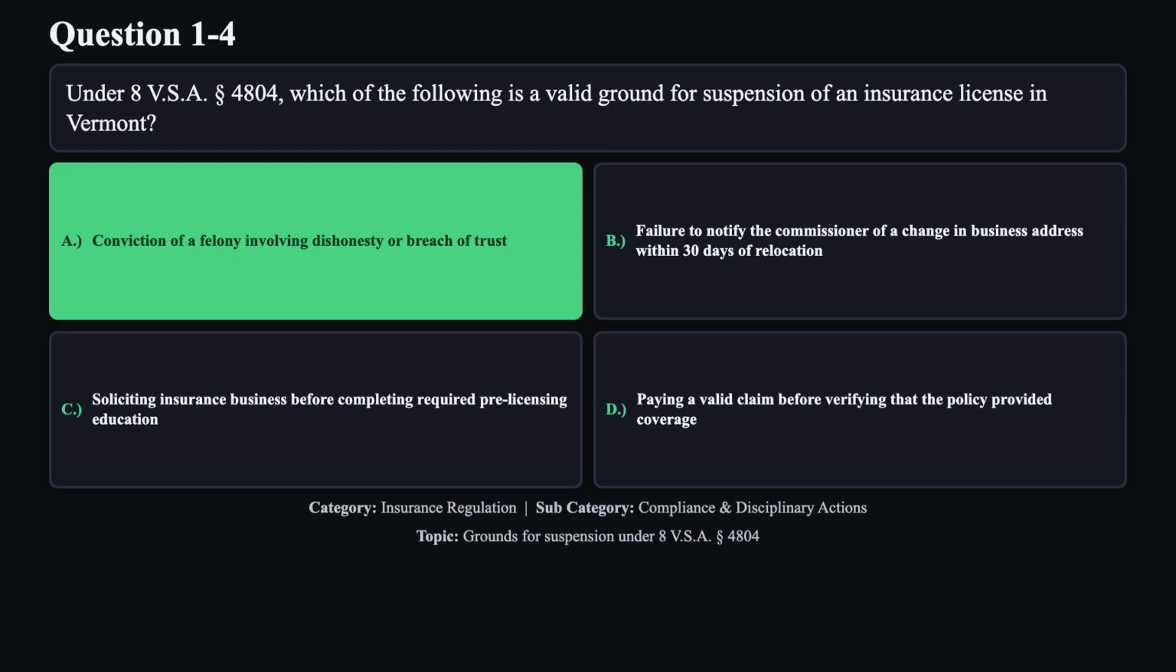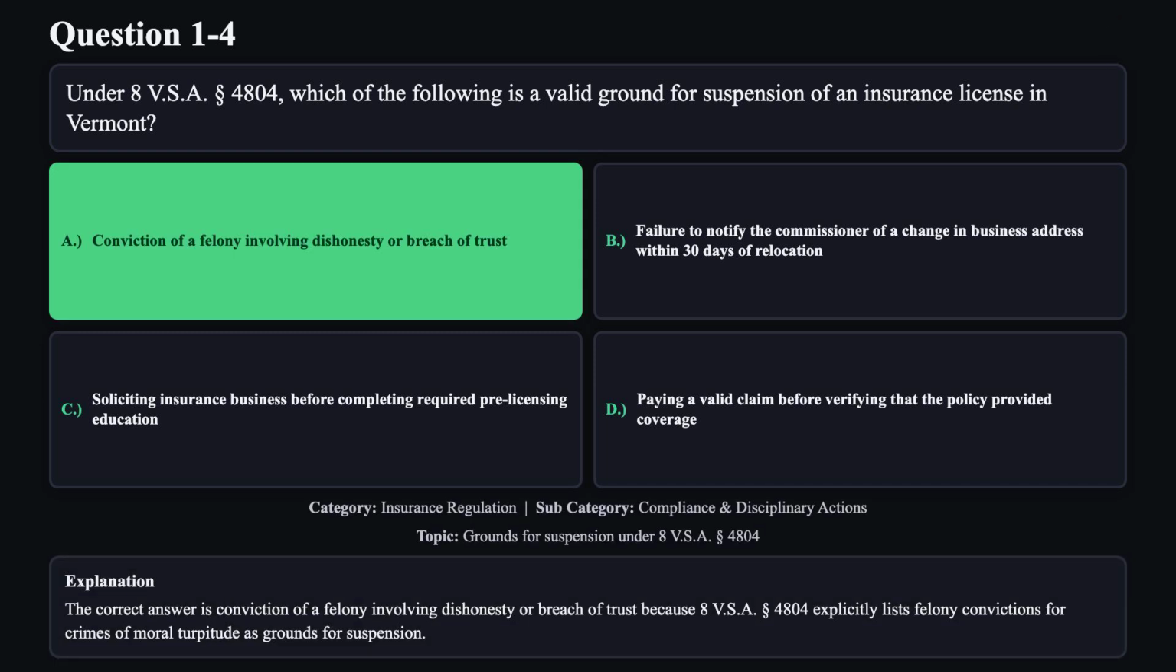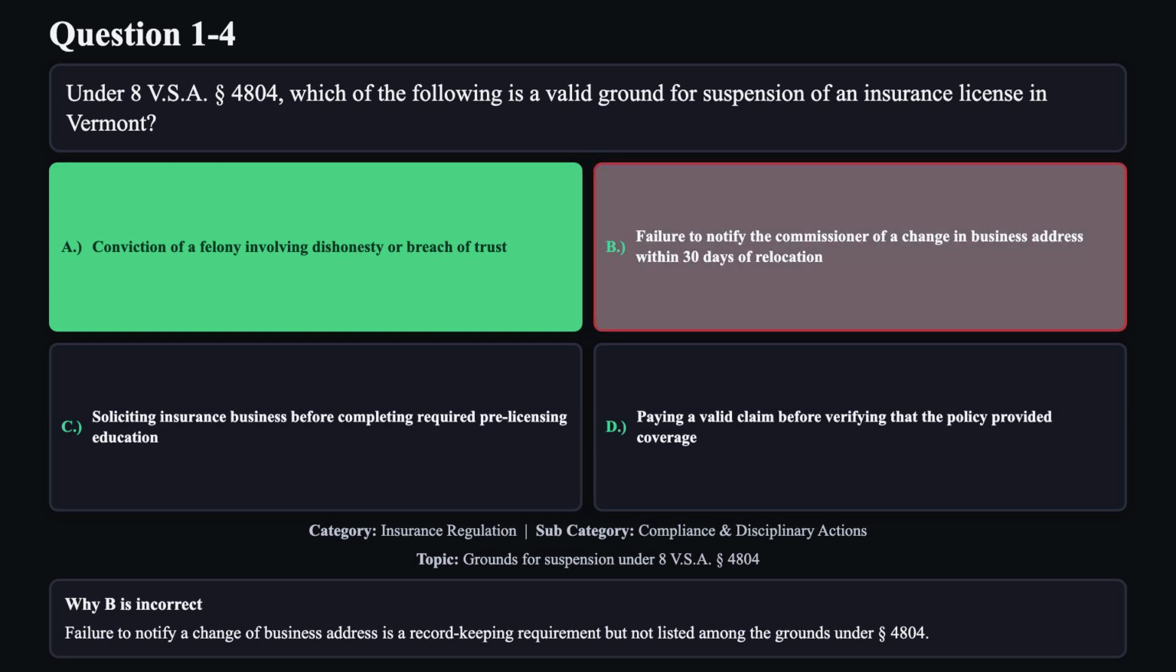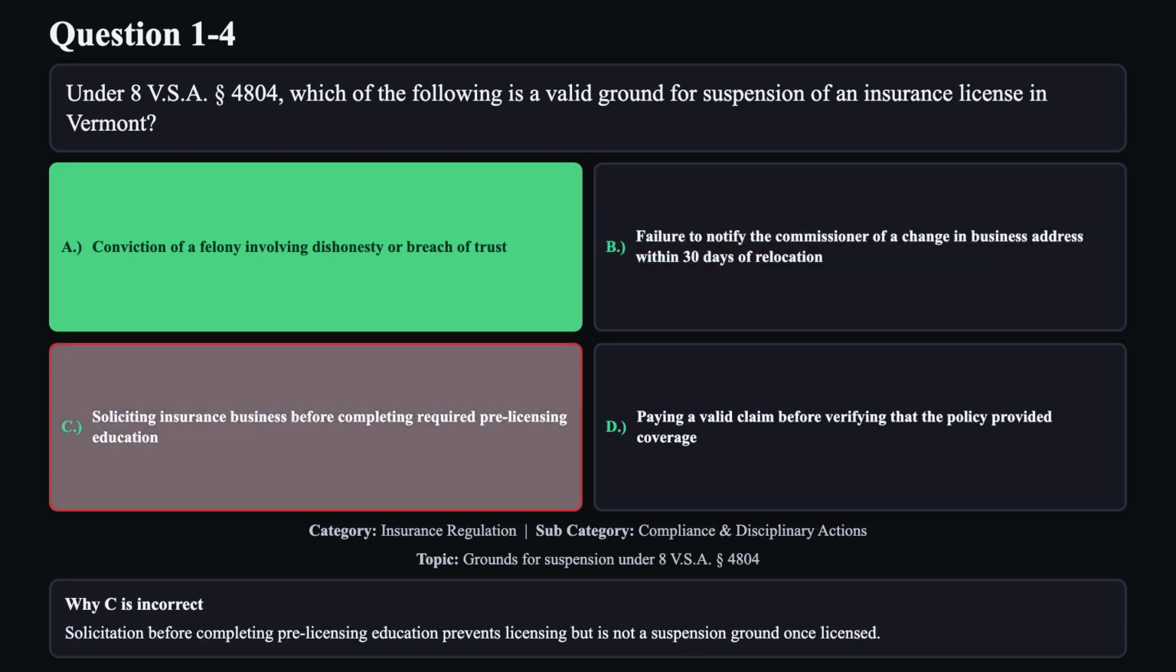The correct answer is A. The correct answer is conviction of a felony involving dishonesty or breach of trust, because 8 VSA Section 4804 explicitly lists felony convictions for crimes of moral turpitude as grounds for suspension. Reason B is not correct. Failure to notify a change of business address is a record-keeping requirement, but not listed among the grounds under Section 4804. Reason C is not correct.